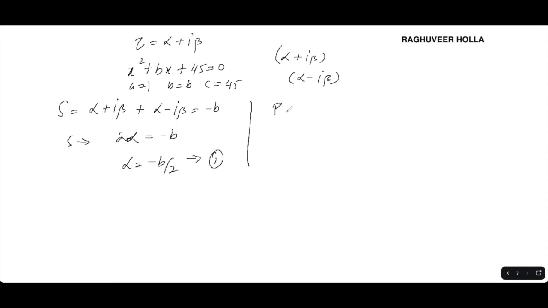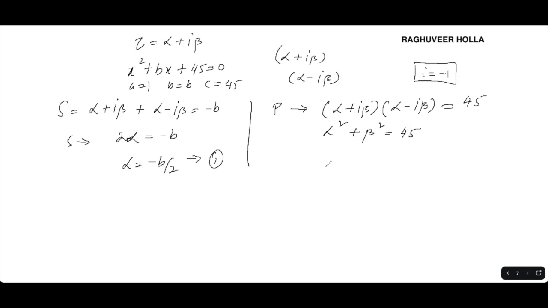And now the product. Product is these two roots you multiply, that is alpha and beta. Okay. So this will be alpha plus i beta multiplied alpha minus i beta, which is equal to c by a, which is 45. So this is alpha square, i square. We know that i square is minus 1. Okay. So alpha square plus beta square is equal to 45. Okay. Keep this equation 2.